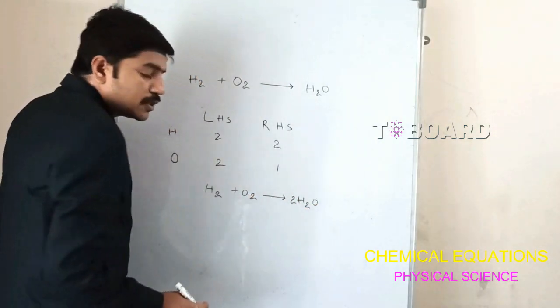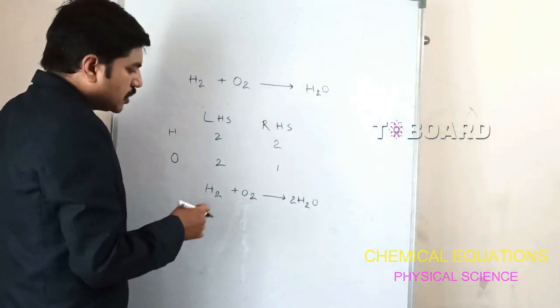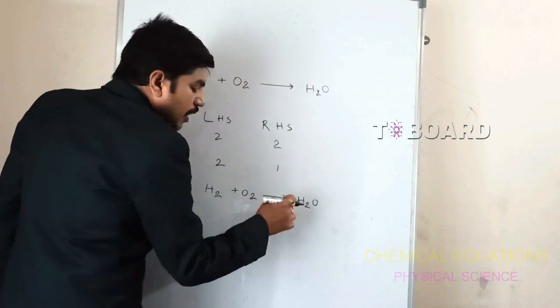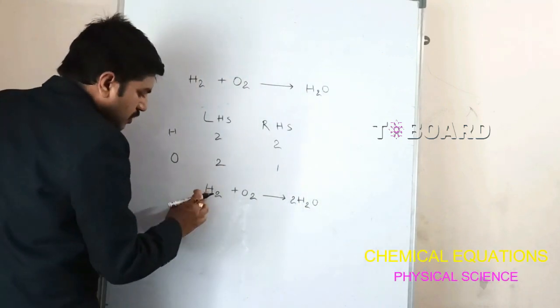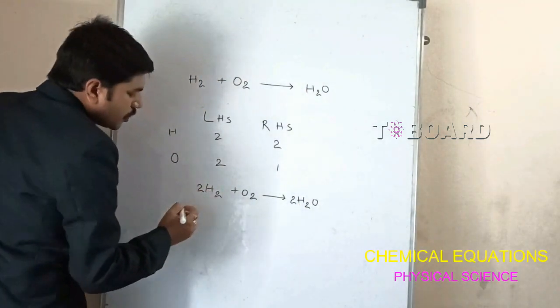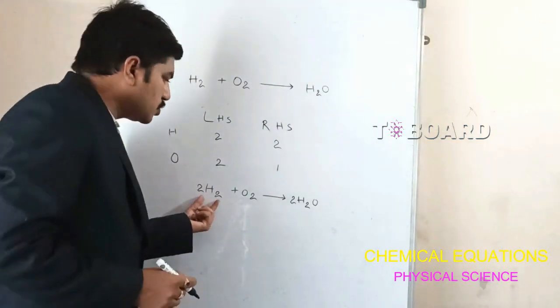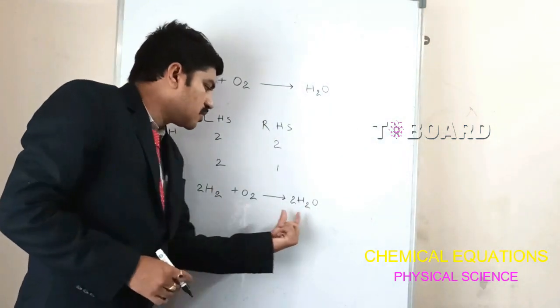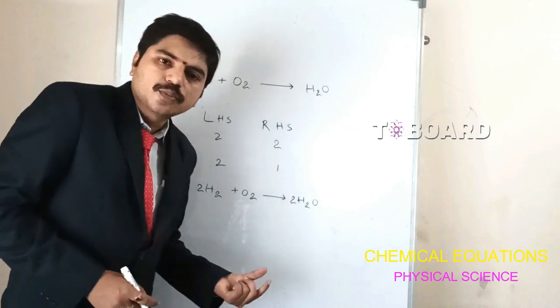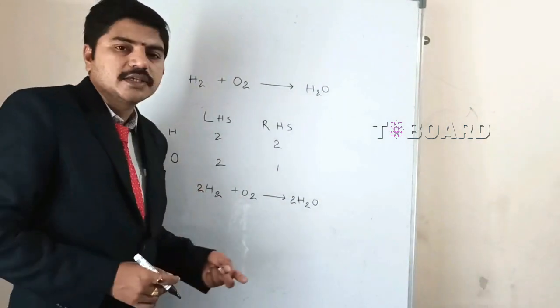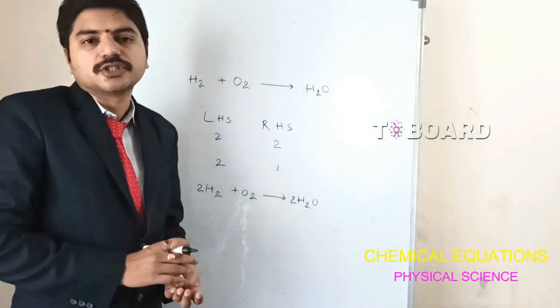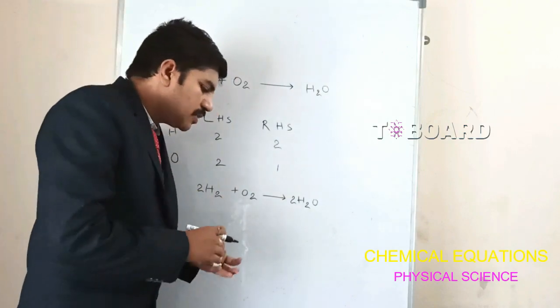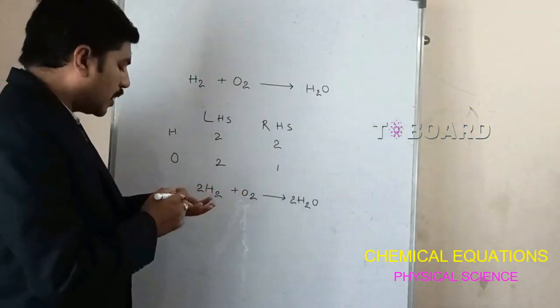Oxygens are balanced, but what about the hydrogen? Yes, now hydrogens are unbalanced. That's why I am going to keep a 2 here also. So 4 hydrogens and 4 hydrogens, and 2 oxygens and 2 oxygens are present. This is called a balancing equation. This is a balanced equation. If you balance the remaining equations this way, you can easily balance them.